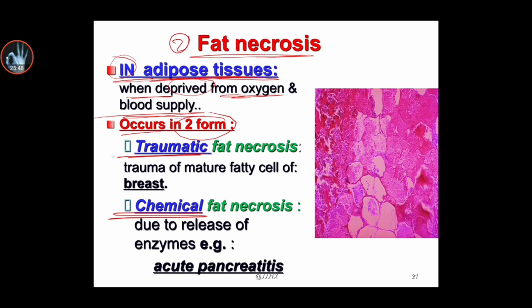The first one is traumatic fat necrosis. It occurs when there is trauma to mature fat cells, of the breast for example. For example, the trauma or necrosis that happens in the breast.